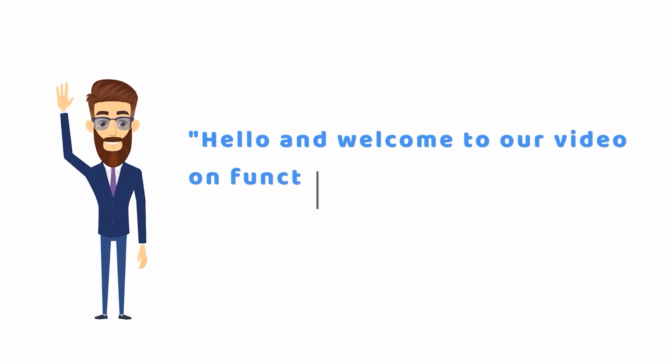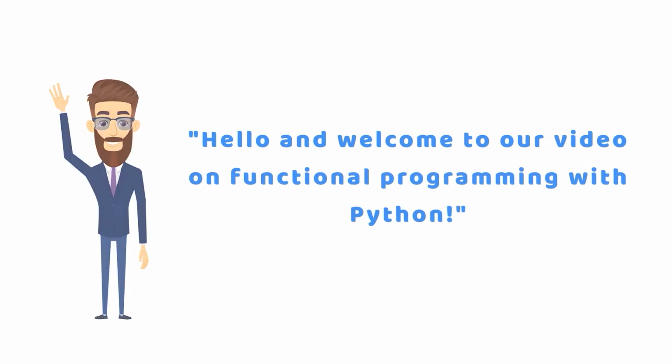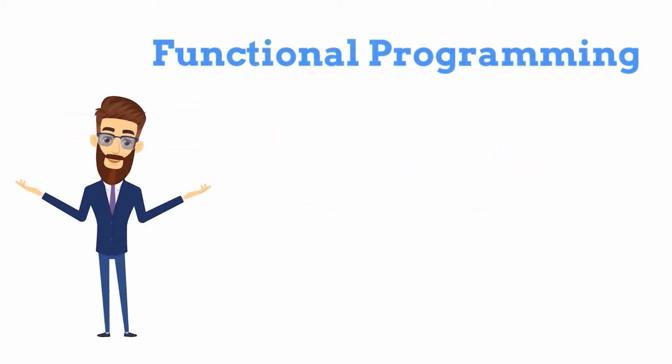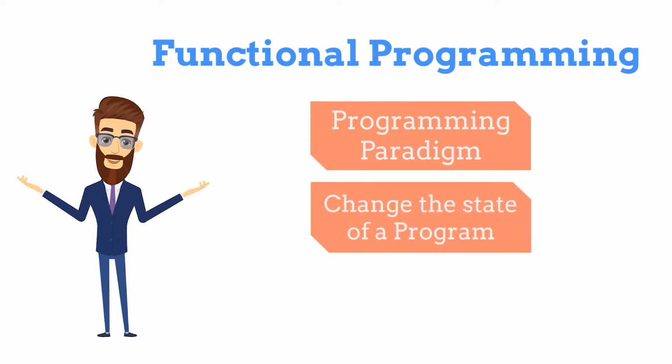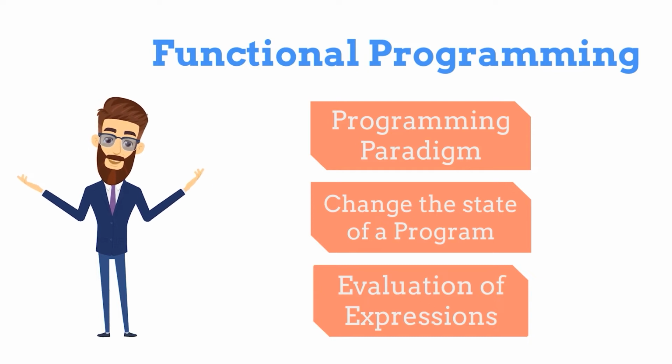Welcome to our video on functional programming with Python. Functional programming is a programming paradigm that focuses on the use of functions to solve problems. In contrast to imperative programming, which relies on statements that change the state of a program, functional programming relies on the evaluation of expressions, which are functions that take an input and return output.